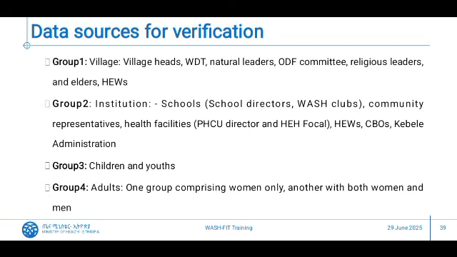Data sources of verification: Group 1: village heads, WDT, natural leaders, UDF committee, religious leaders and elders, health extension workers. Group 2: institutions, schools, school directors, WASH clubs, community representatives, health facilities, PHCU director, focal health extension workers, CBOs, Kabale administration. Group 3: children and youth. Group 4: adults, one group comprising women only and another with both women and men.